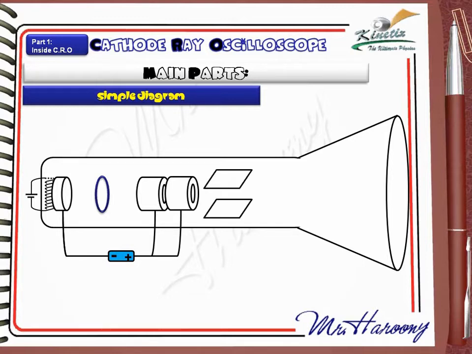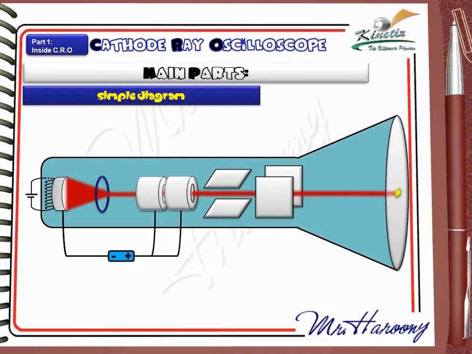Two parallel horizontal plates are drawn to represent the Y plates. Next to these plates are two parallel vertical plates to represent the X plates. And finally, this is the beam of electrons. This will make a flash on the screen. This is how you will draw it in the exam.